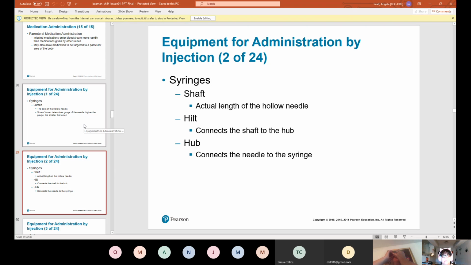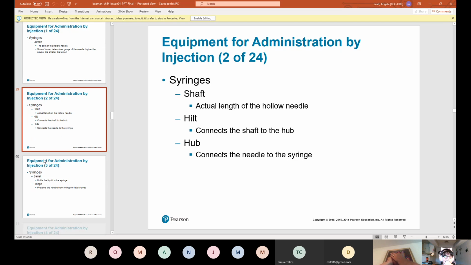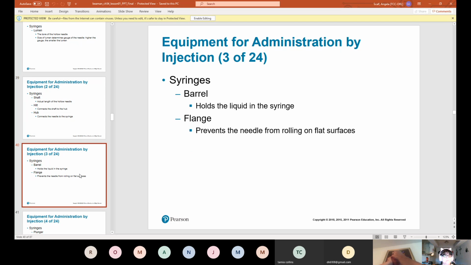And I have a sheet that I'm going to post that will help you remember this. The syringe parts: the shaft of the needle, and that's actually the length. The hilt is what connects the shaft to its hub. And then the hub connects the needle to the actual syringe. And this will all make sense when we see the pictures of it.